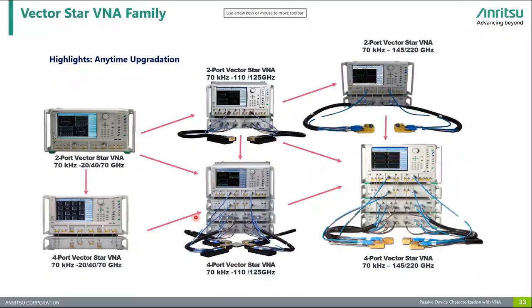This lineup includes both 2-port and 4-port configurations, from 70 kHz up to 70 GHz, ideal for general purpose and high-frequency applications. As your requirements grow, you can seamlessly upgrade to models supporting up to 110, 125 GHz, and even further, 145 to 220 GHz also. This model upgrade path not only protects your investment, but also ensures you are always equipped for the next wave of innovation. In summary, the VectorStar family delivers scalability, performance, and long-term value, making it a strong strategic choice for organizations looking to stay ahead in high-frequency test and measurements.